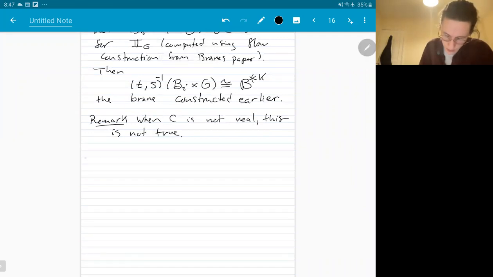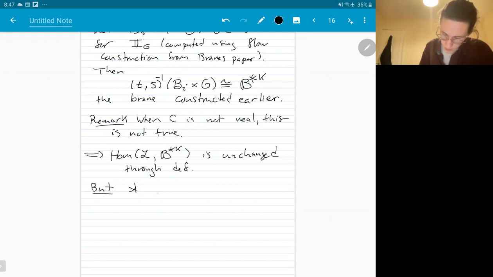So at least in this case, the upshot is that this space of homomorphisms is unchanged through the deformations. But the product is deformed, since the monoidal product gets deformed.